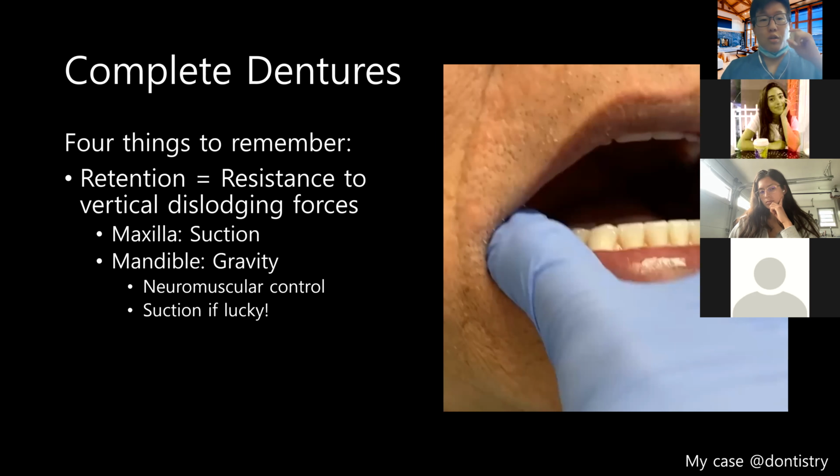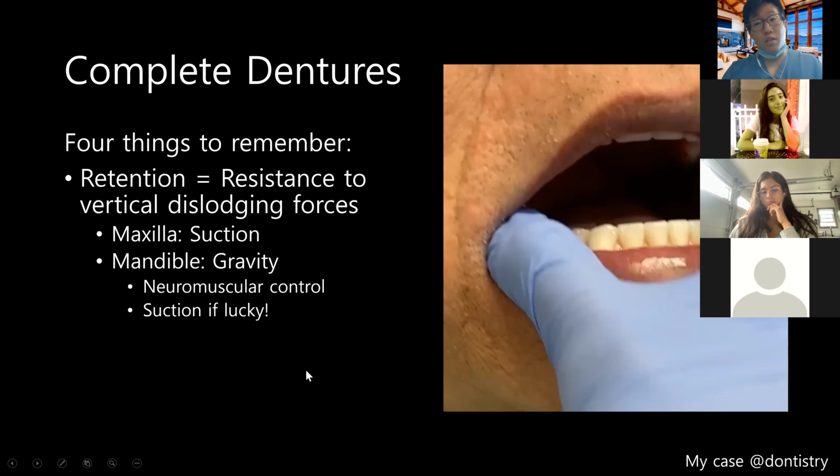So for lower denture, we usually try to rely on gravity and also rely on the patient's ability to adapt to the denture. Patient needs to sort of adapt his or her way of moving the tongue when they eat or speak so that they can keep the denture down.